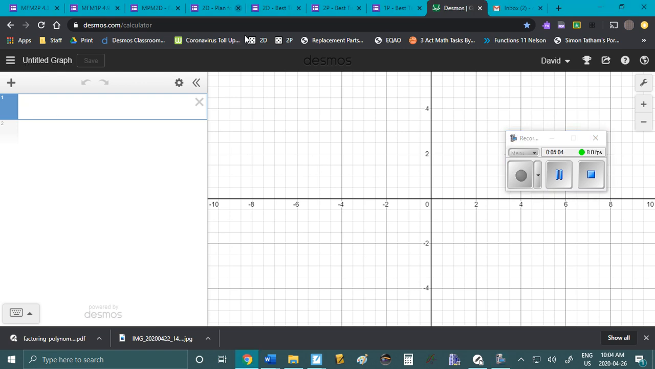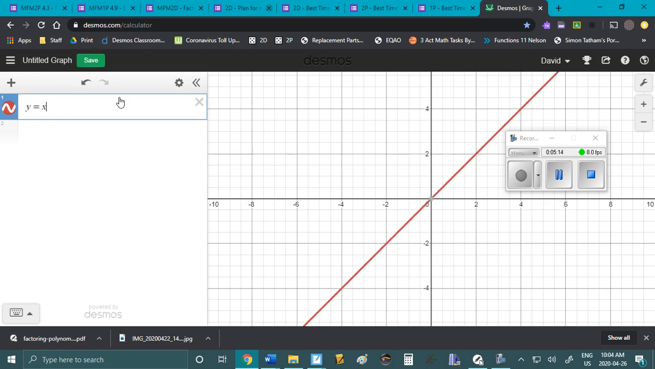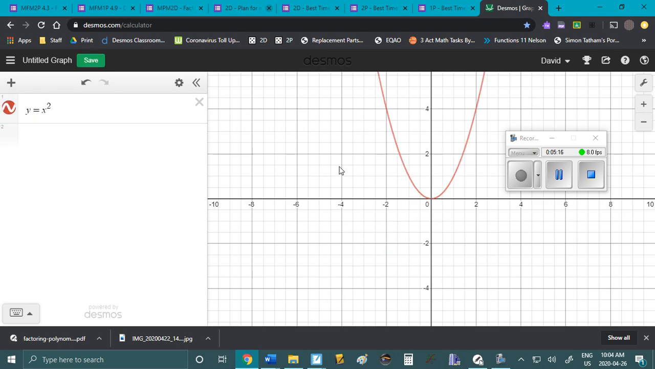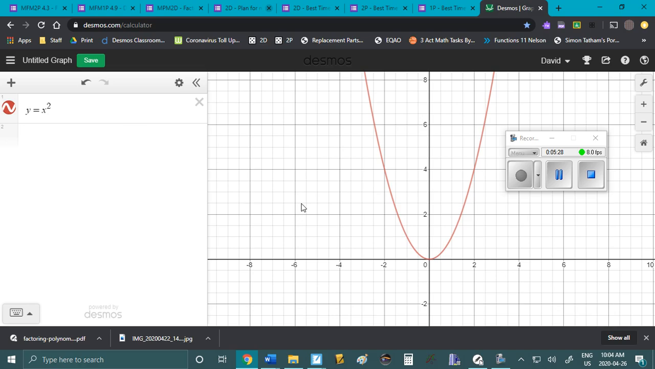And what we're going to do is, just like the handout says, we are going to graph y equals x squared. And there it is. Okay, now we're asked to fill in this table of values. So when x is -3, what's y? When x is -2, what's y? -1, what's y? 0, etc.